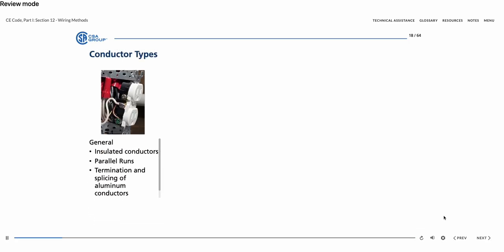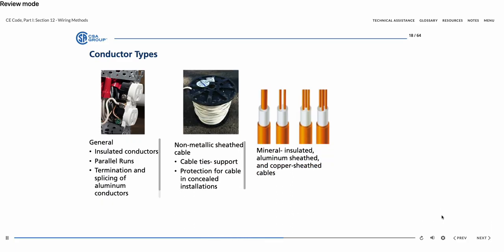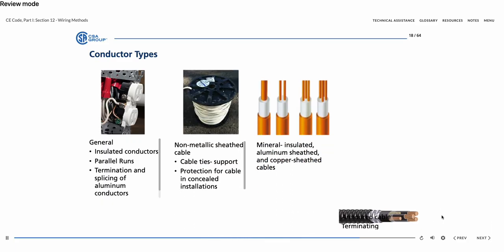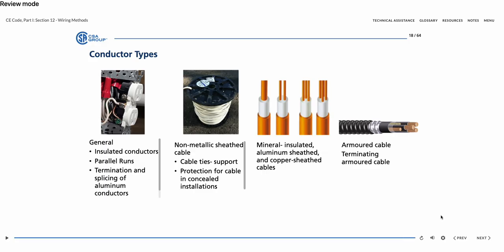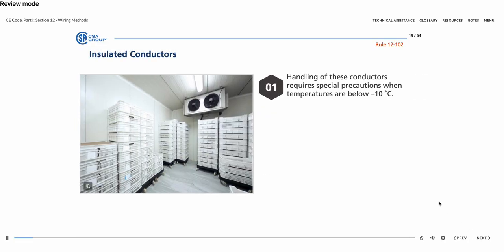When discussing conductors, this lesson will review some general types and concepts. Non-metallic sheathed cable, mineral insulated and copper sheathed cables, and armored cable. Starting out with insulated conductors.